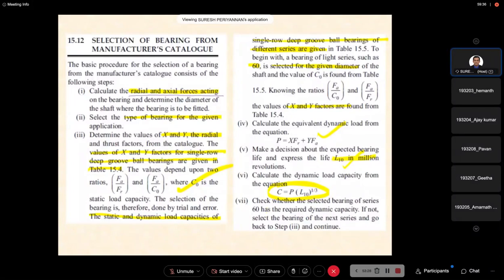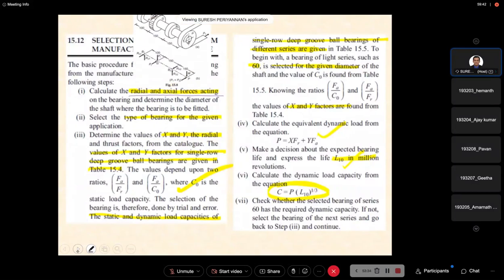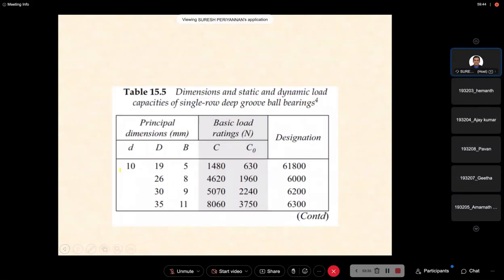Bearing series means we have to define the bearing number. Now how to define the bearing number, we'll see here. Before entering that, just see the table. This is nothing but the inner diameter of the bearing or shaft diameter. This is the outer diameter of the bearing, capital D. This is the width of the bearing.